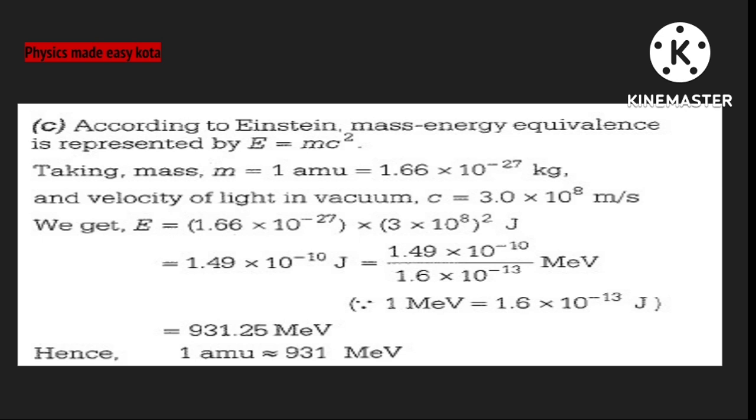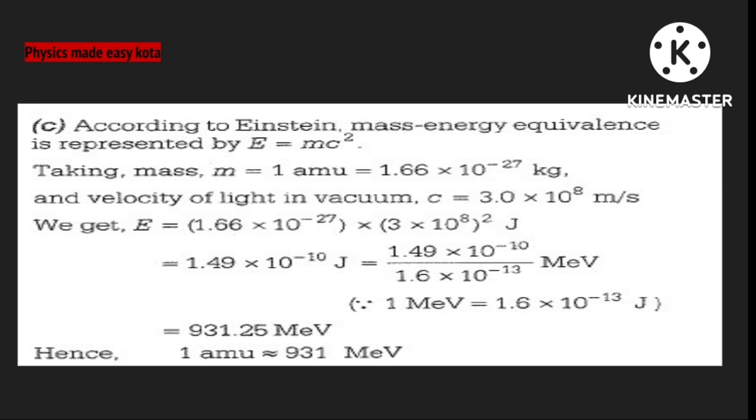Now for the energy equivalent to 1 AMU, to express the energy in AMU, we take the Einstein mass energy equation, that is E is equal to mc square. Take mass is equal to 1 AMU, and we know that 1 AMU is equal to 1.66 into 10 raised to power minus 27 kg, that we had done earlier in this video, and where c means the velocity of light in vacuum, and its value is equal to 3 into 10 raised to power 8 meter per second.